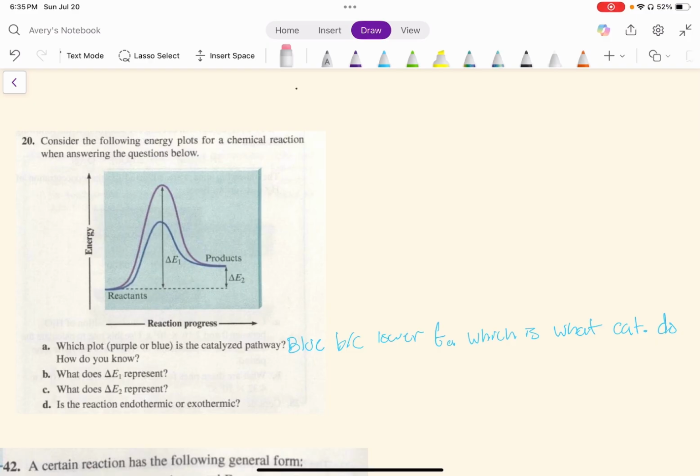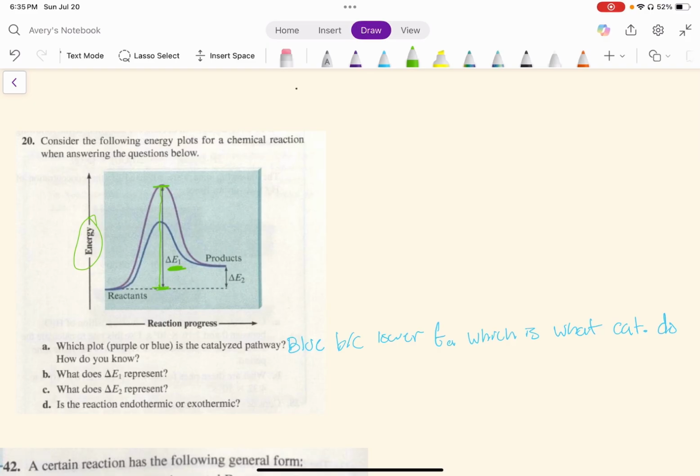What does delta E1 represent? Let's look at what delta E1 is on the graph. It is a line ranging from the top of the purple line all the way down to where the reactants are. Since it spans the y-axis, which is our energy, and it's described with the uppercase letter E, we know it's talking about energy.